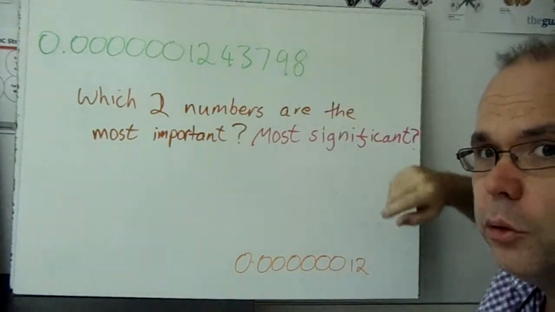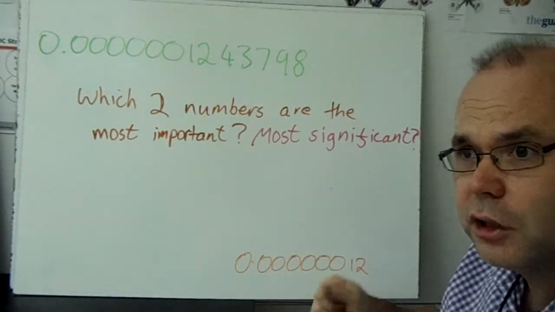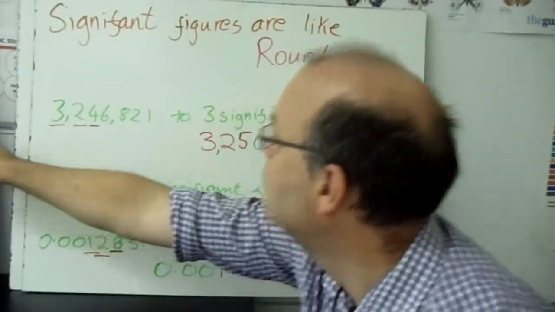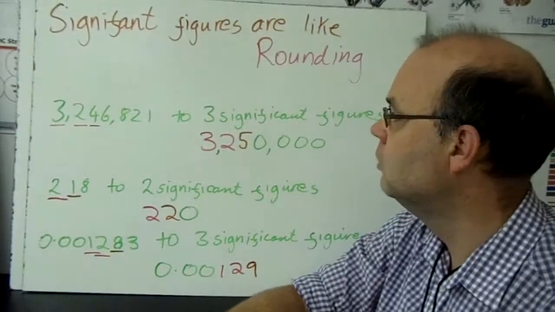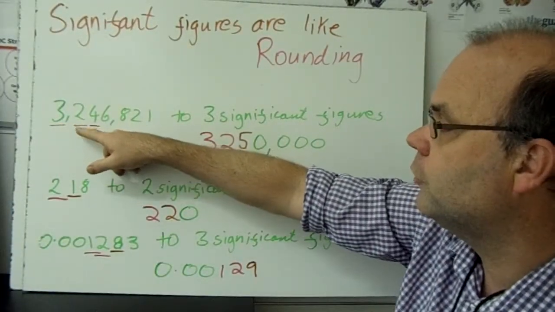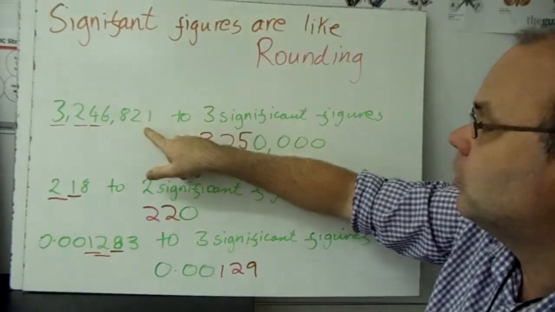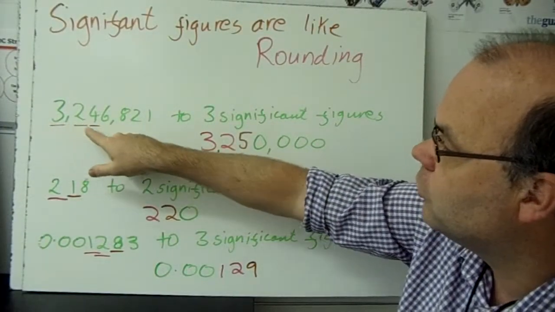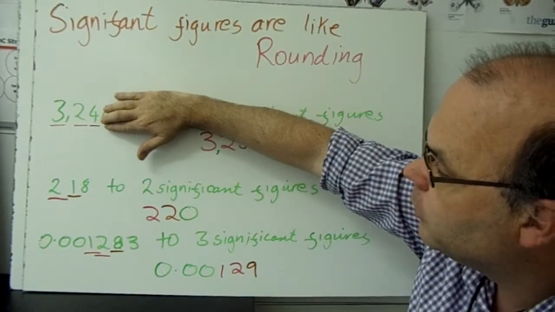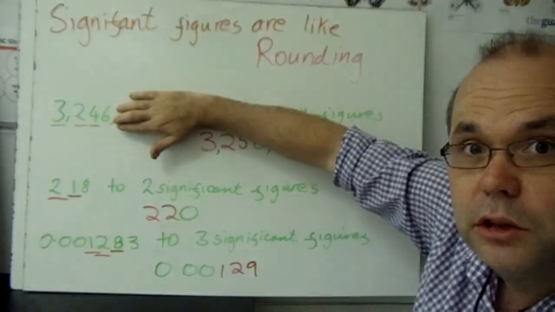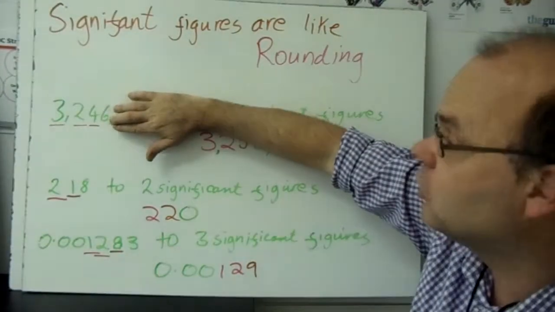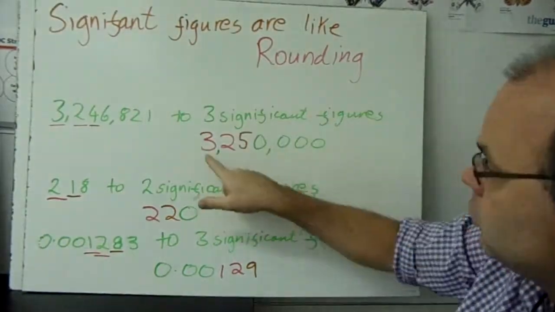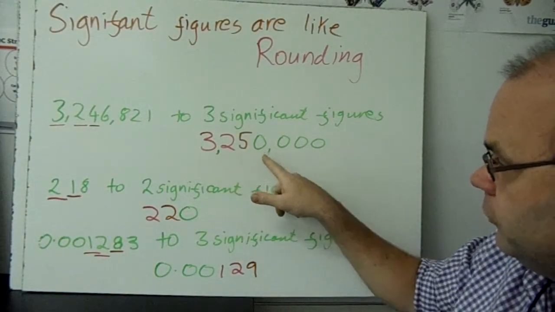And then we do our rounding. You'll remember rounding. You look at the next number and decide whether to round up or down. So if we look at 3,246,821 to three significant figures, we count the first three numbers, 3, 2, 4, okay? And then we look at the next one, it's a 6. So it's more than 5. So it's closer to 325 than 324. So we write 3,250,000.